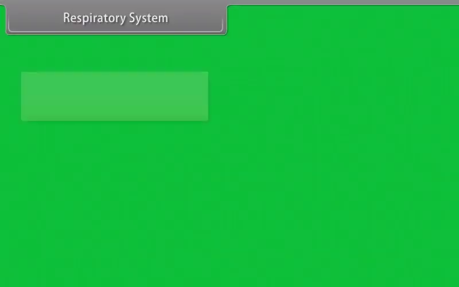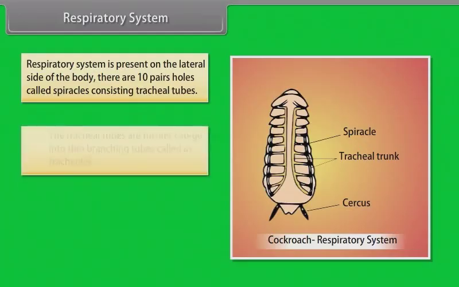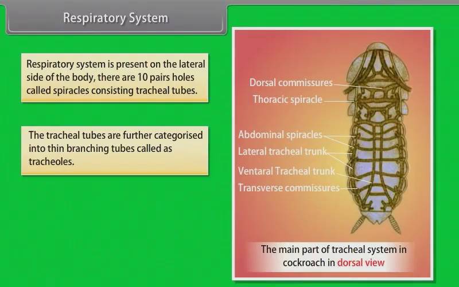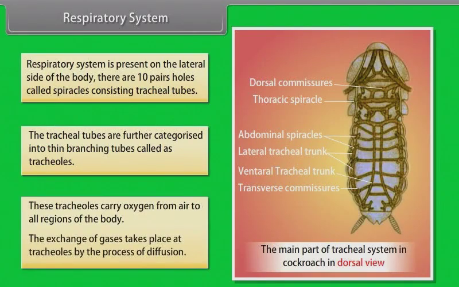Respiratory system. The respiratory system is present on the lateral side of the body. There are 10 pairs of holes called spiracles consisting of tracheal tubes. The tracheal tubes are further categorized into thin branching tubes called tracheoles. These tracheoles carry oxygen from air to all regions of the body. The exchange of gases takes place at tracheoles by the process of diffusion.